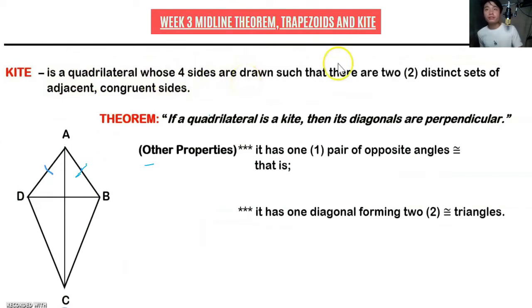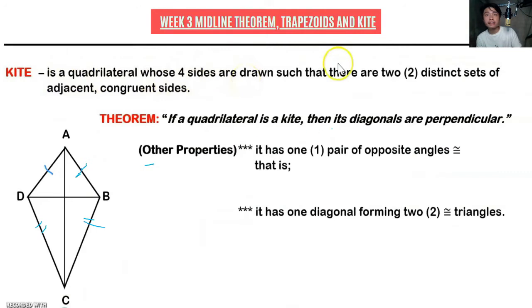And then, we have two distinct set of adjacent congruent sides. So, meaning to say, yung kabila, DC, saan naman siya congruent? Okay, so that is congruent to also to BC. So, yun yung magkakakongruent. Ano yung theorem niya? If a quadrilateral is a kite, then its diagonals are perpendicular. Okay.